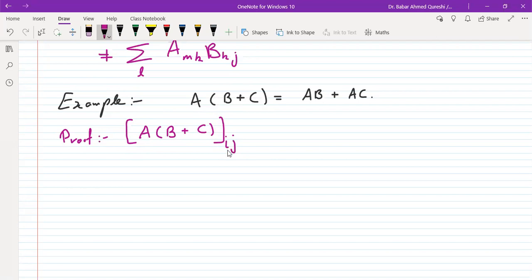Because i and j are arbitrary, if the ith, jth component of the left hand side is equal to the ith, jth component of the right hand side, that means all their components match. That means they are the same matrix. But my formula above tells me if I have to find the ith, jth component of the product of two matrices, I need to do this summed index.